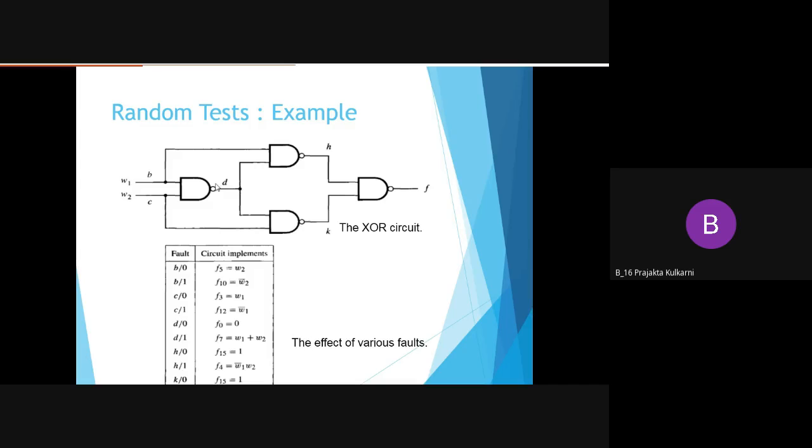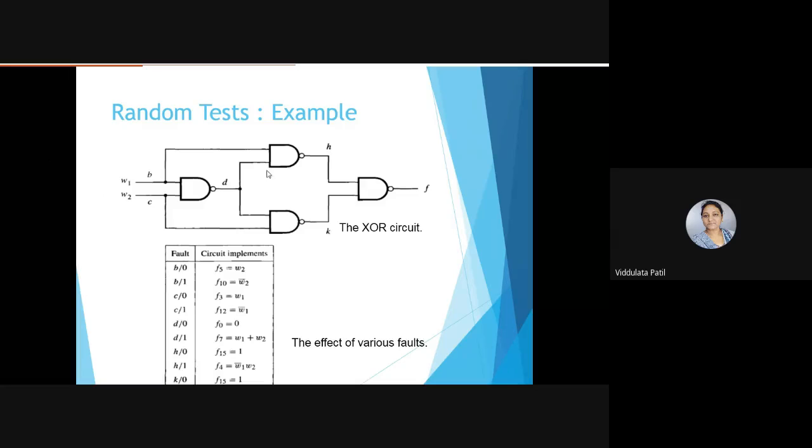F is equal to 0. Yes, F will be equal to 0. Just see. As W1 is equal to 0, W2 is equal to 0, D will be equal to 1 because it is a NAND gate. So if any one of the input terminals of a NAND gate is 0, the output will be equal to 1. So here we will get 1.